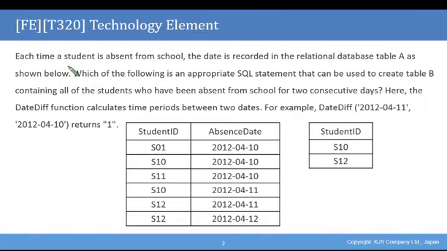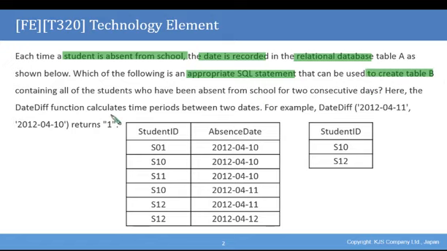This is FET320. So in this question we'll be looking at SQL again. Each time a student is absent from school, the date is recorded in the relational database table A as shown below. So here we have our table A. Which of the following is an appropriate SQL statement that can be used to create table B containing all of the students who have been absent from school for 2 consecutive days?